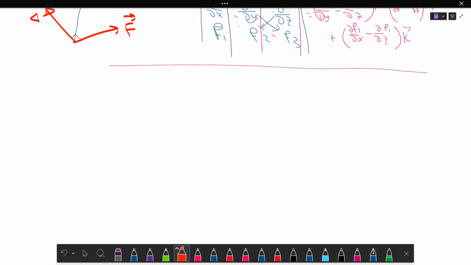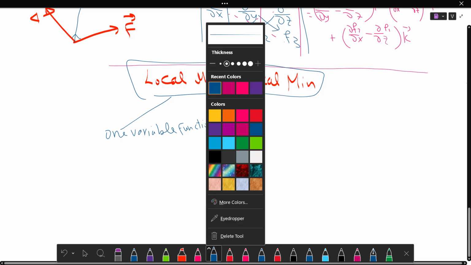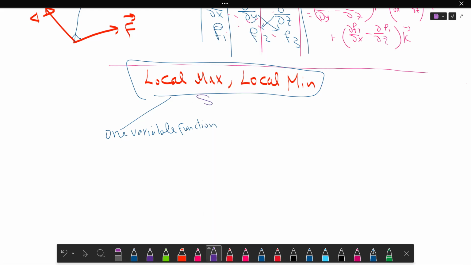Okay, let's go. Do you remember the local maximum and local minimum, right? Don't worry. We have this only for a one-variable function. Let's go for how to find this. To be honest, they call it a stationary point, because it's like a station, you know, you have to stop there, right?